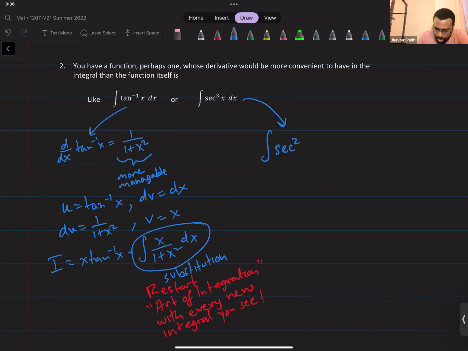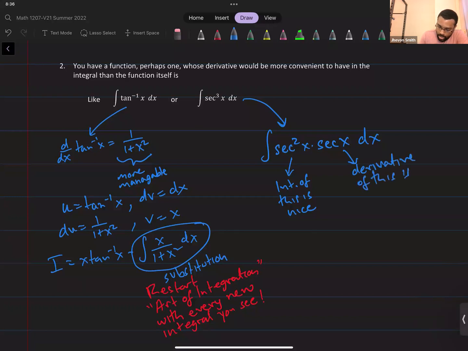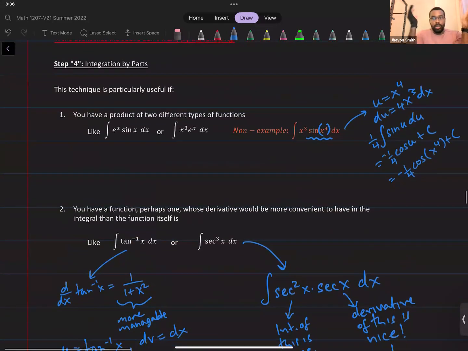That was a kind of a weird example, but the trick was to actually write it as the product. And you know that the integral of this is nice. And the derivative of this is nice. So choosing this to be your u and choosing this to be your dv would be actually a nice thing to actually try. Okay, so integration by parts is another technique.